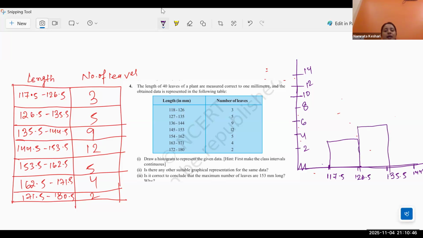And yes, just like that we'll keep on doing and we will be done. Clear? Yes, ma'am. So yeah, only this one we have to do.